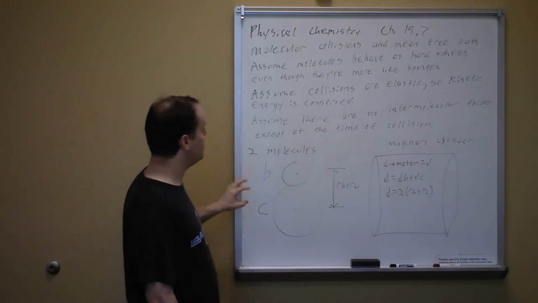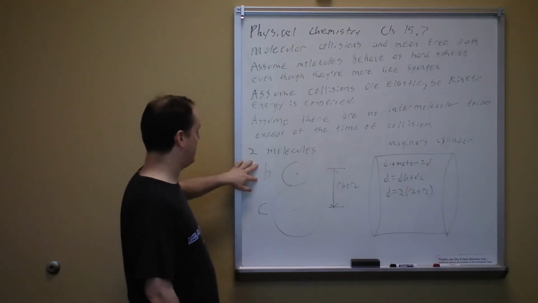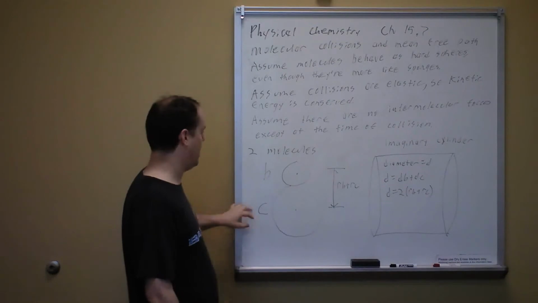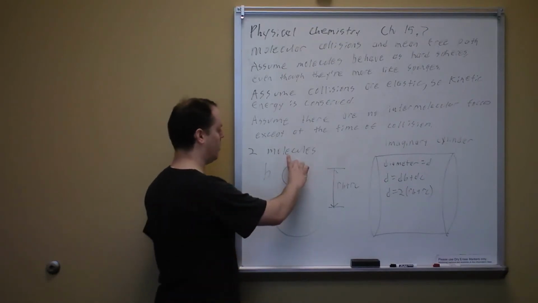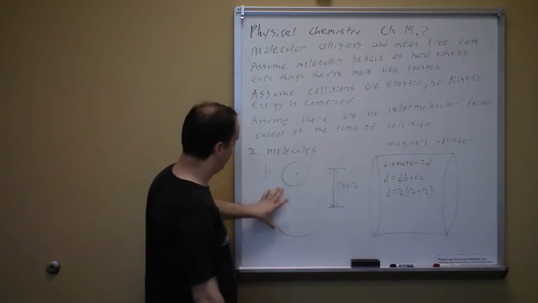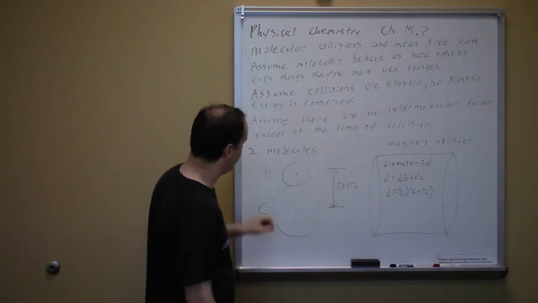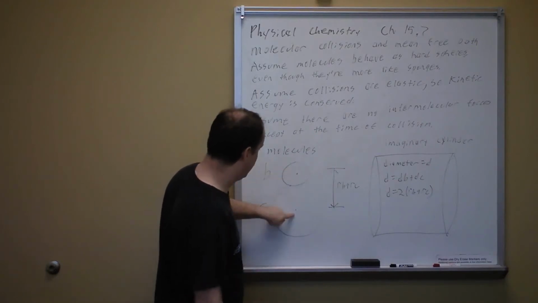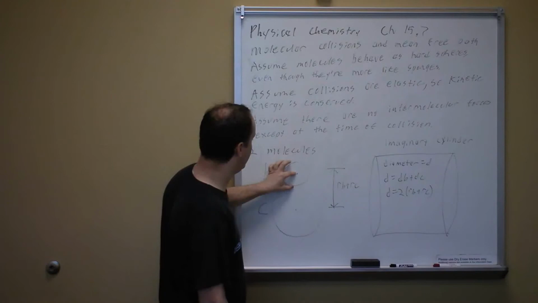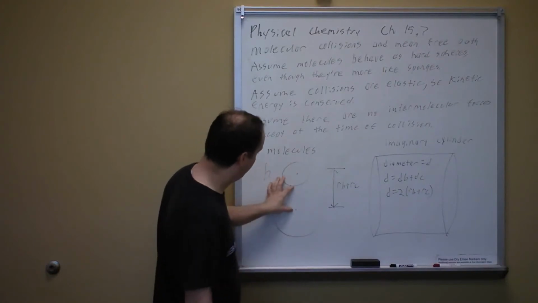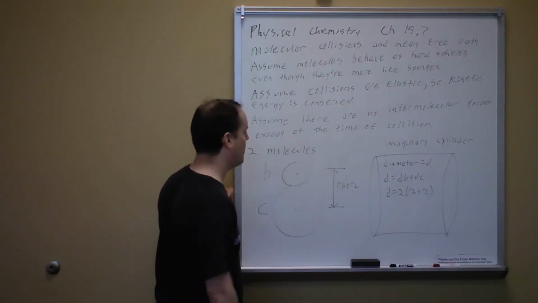So we're going to have 2 different molecules here. Molecule of type B, molecule of type C. So this is the size of one molecule. This is the size of the other molecule. So the distance from center to center here, I didn't draw that very well, but it's the radius of molecule B plus the radius of molecule C.